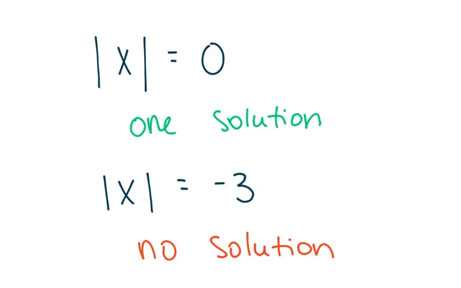The only time when you wouldn't have two solutions is whenever you have something like this where it's set equal to 0. The only thing that you can put in would be 0. In that case, there'd be one solution. Or if your absolute value equation was set to a negative number, in that case, there's no solution because absolute value should always make that value positive.